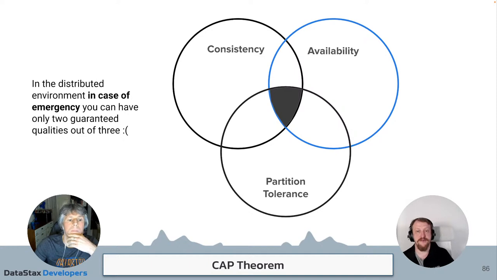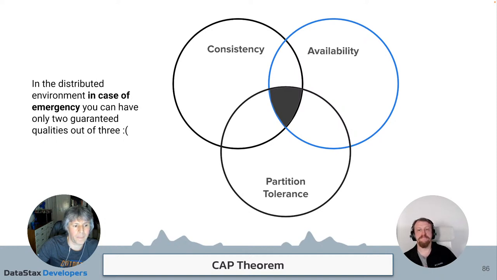CAP theorem is a very simple idea. A job can be done quick, in good quality, and cheap, and you can pick any two of them. A job can be done in good quality and quick, but it's not going to be cheap. And if a job is done cheap and quick, it ain't going to have good quality. Same with CAP theorem. In a distributed environment, in case of emergency, you can have only two guaranteed qualities out of three.